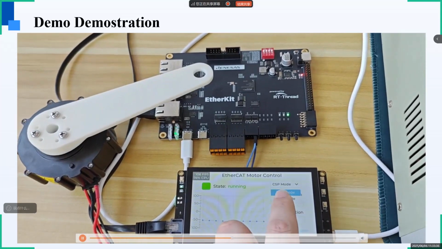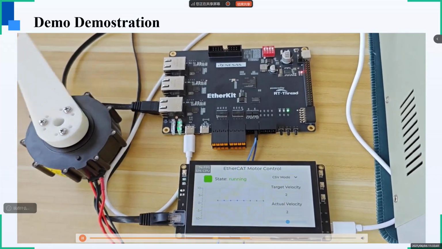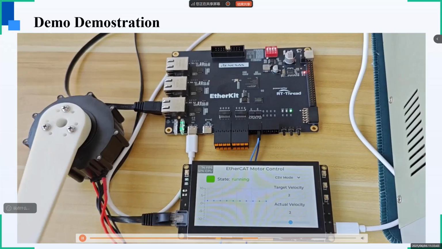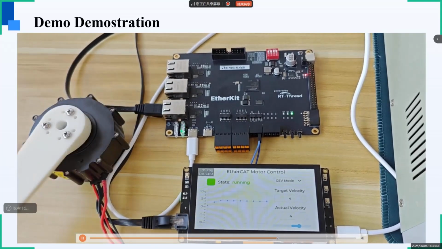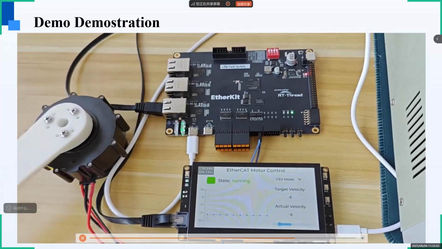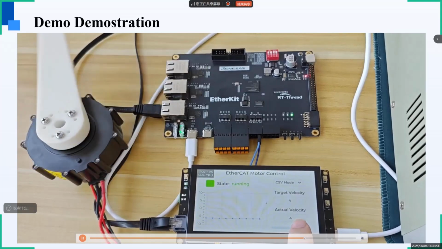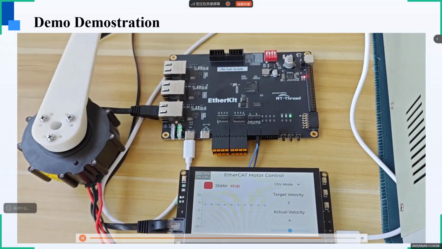Next, switch to CSV mode. The speed is 2. Clicking the slider can set the target speed. The motor can quickly update its status. Click the switch again to stop the motor.